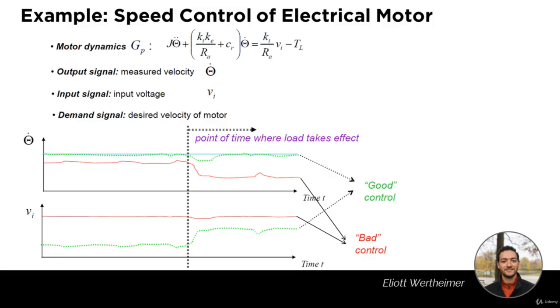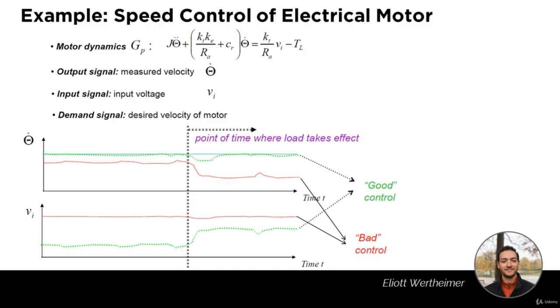Here the output signal is the measured velocity of the motor, so theta dash, which is the first derivative of theta, the angle of rotation of the motor. The input signal is the voltage. By changing the voltage, you essentially can change how fast the motor is rotating. What changes the input voltage is the actuator. What measures the output signal, the velocity, is the sensor. We also have a demand signal, which is the desired velocity of the motor. How fast do we want the motor to actually rotate?